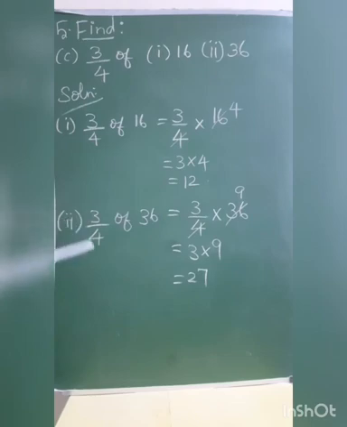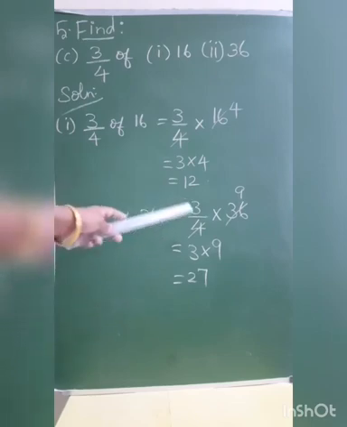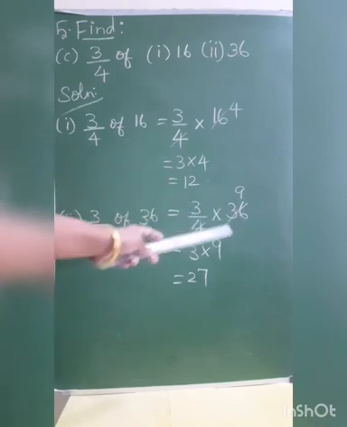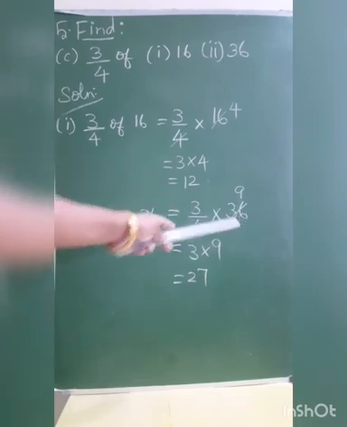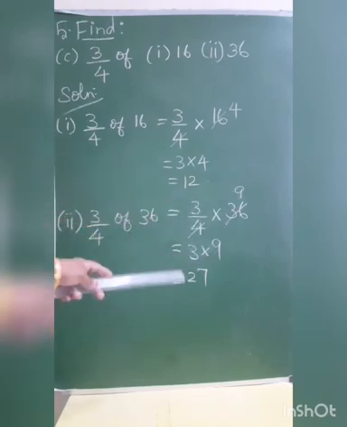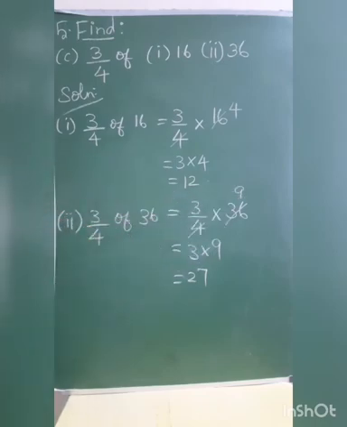The second one, 3 by 4 of 36. 3 by 4 of means multiply by 36. In the 4 table you have 36, so 4 9s are 36. In the numerator you have 3 into 9. So 3 9s are 27.